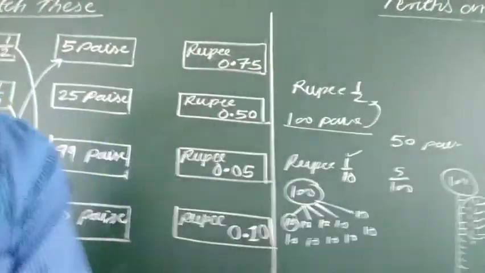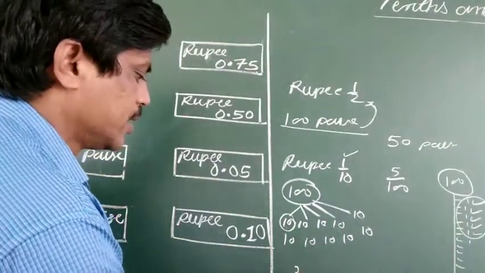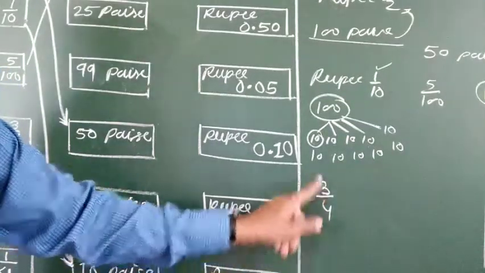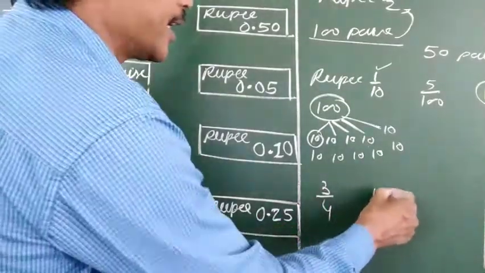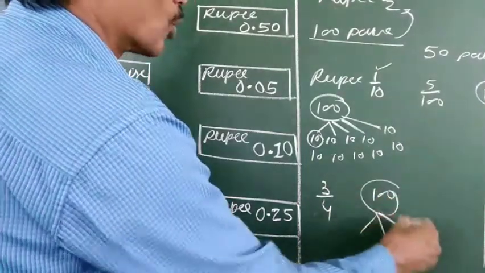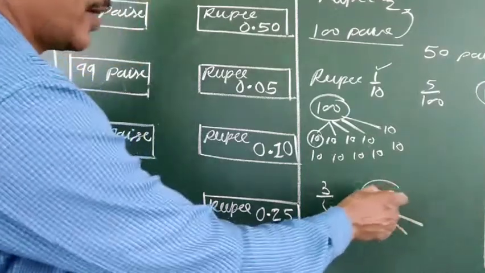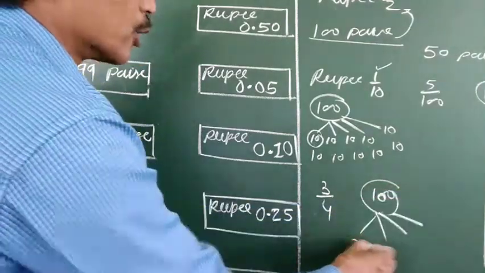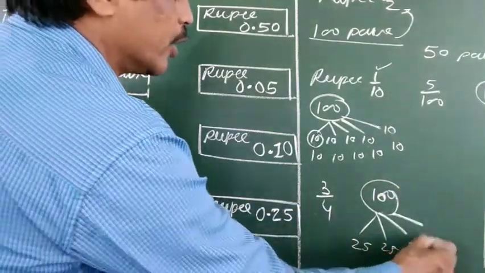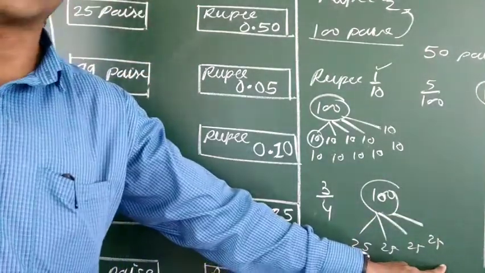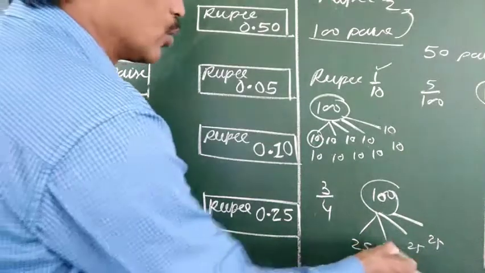See, it is rupee 3 by 4, beta. 3 by 4 means what? 3 parts out of 4 equal parts. See, there are 100 paise. We will make 4 parts of 100 paise here, beta. All of you know, when you divide 100 by 4, you will get 25. So 25, 25 and 25, 25. So there are 4 parts of 25 paise in each part. So this is 1, 2, 3, 4 parts.